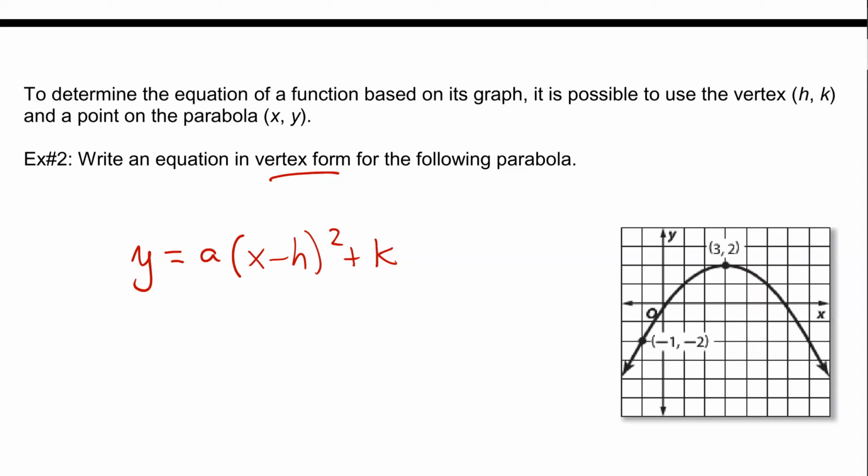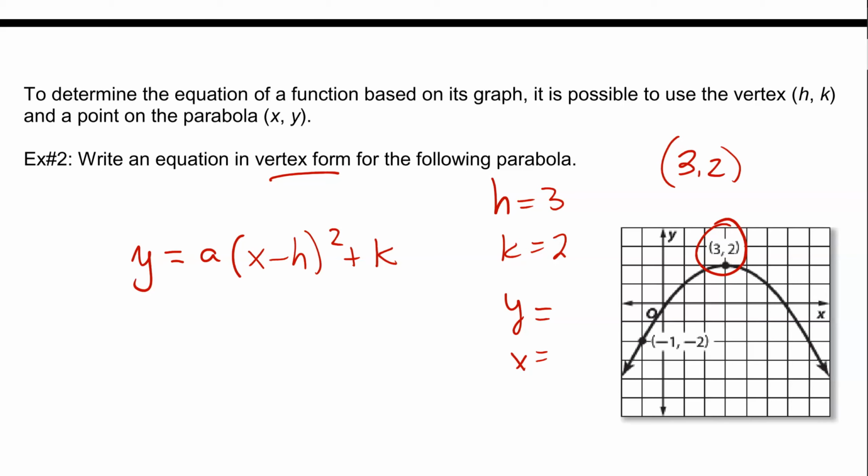So we know our vertex. What's our vertex? 3, 2. Yeah, the vertex is where you have your maximum or minimum. So here our vertex is at 3 and 2. So this means h is 3, k is 2. And all I have to have is one other point to plug in for y and x, so I can solve it and put it in vertex form. I have to solve for a.